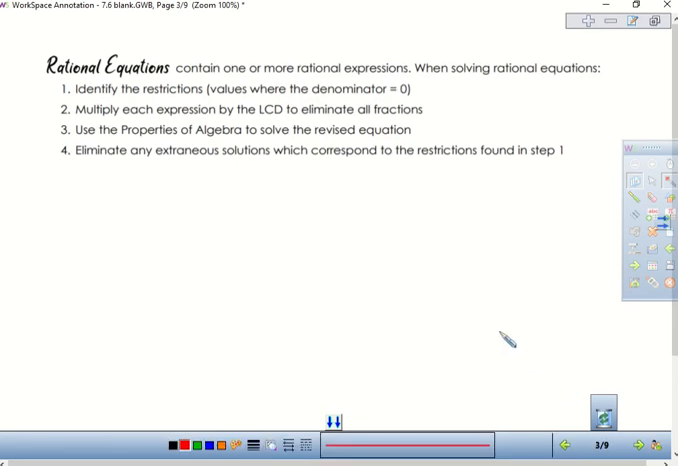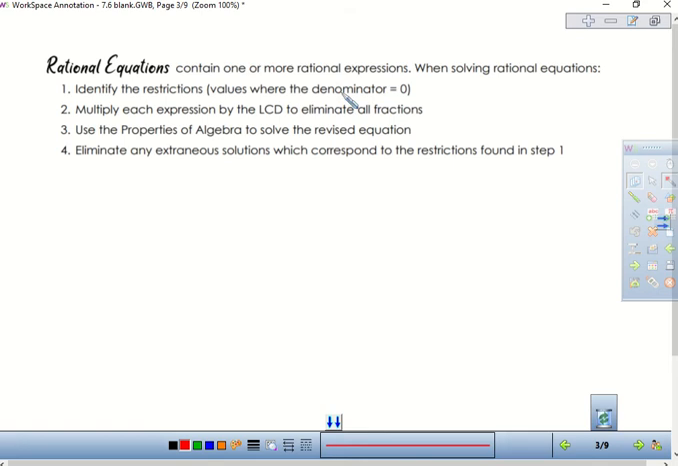So here are the steps to solving rational equations. They contain one or more rational expressions. When solving rational equations, you need to identify the restrictions, so basically where the denominator is 0. So ultimately, this is your step 1, but the first thing you want to do before you even do that is to have it fully factored first.